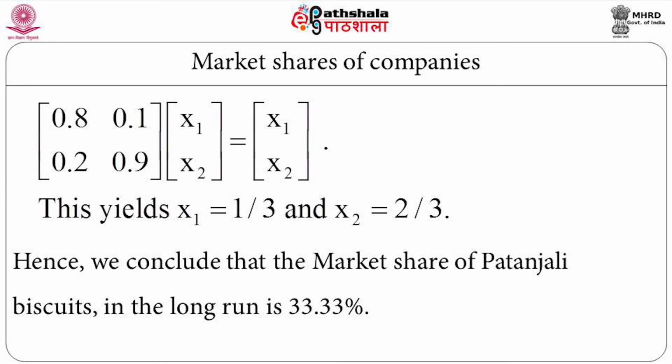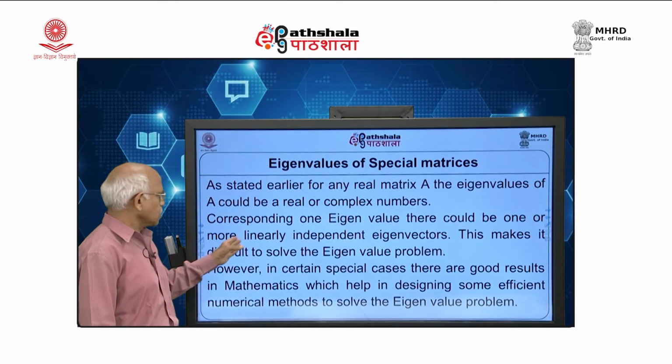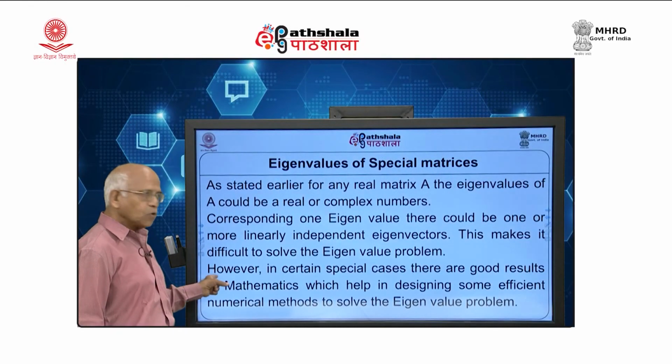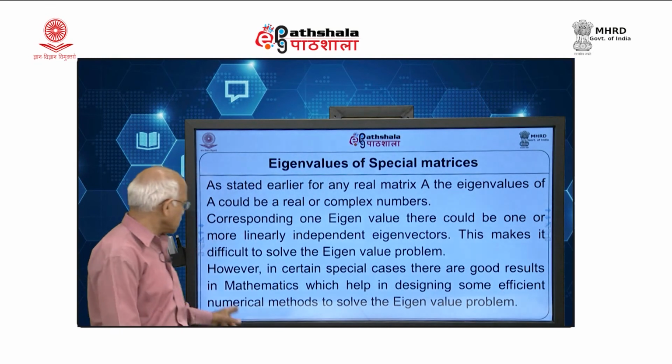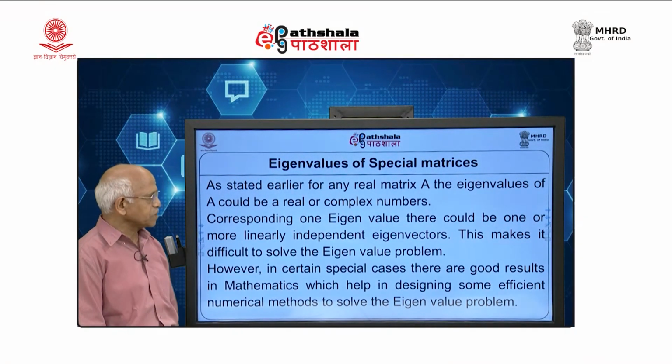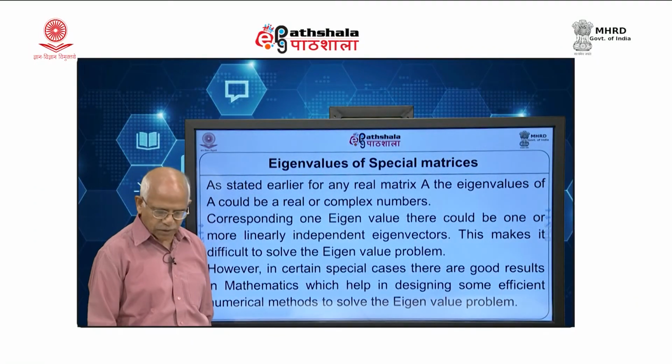Now, we are talking about some results on eigenvalues and eigenvectors of special matrices. As stated earlier, for any real matrix A, the eigenvalues of A could be real or complex numbers. Corresponding to one eigenvalue, there could be one or more linearly independent eigenvectors, thus it makes it difficult to solve the eigenvalue problem. However, in certain special cases, there are good results in mathematics which help in designing efficient numerical methods for solving this eigenvalue problem.